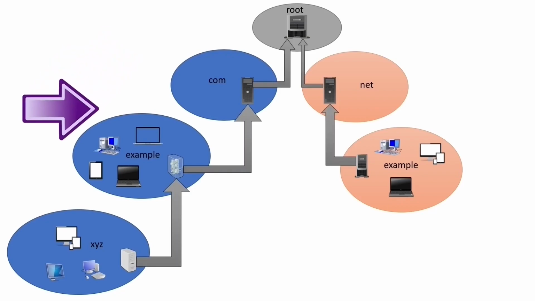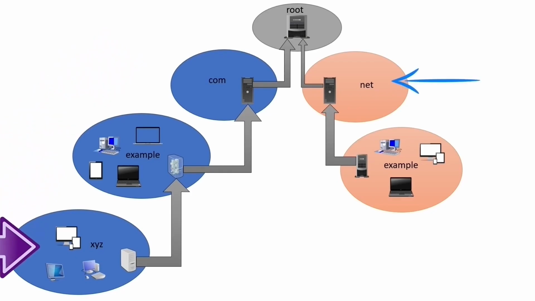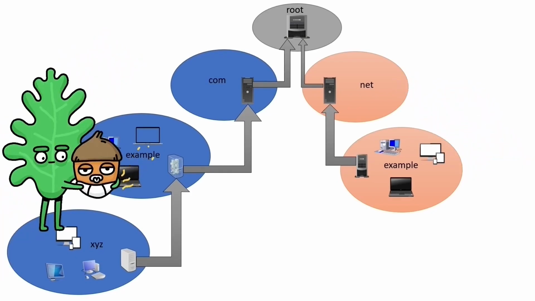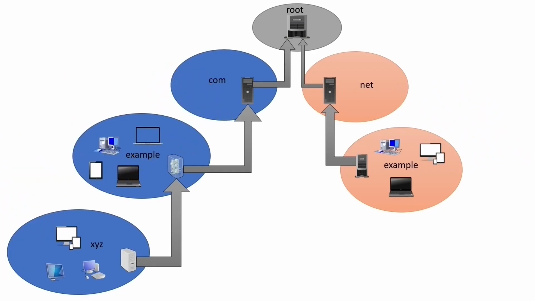In this domain tree, we have 3 domains in one branch and 2 domains in another branch. The example domain is the parent of the XYZ domain and child of the CALM domain. We need to create host records for these resources in the zone file of this domain. We will create host records for these resources in the zone file of this domain. Same way, for these resources, we will create host records in the zone file of this domain.